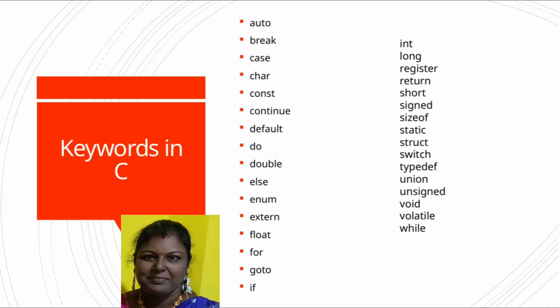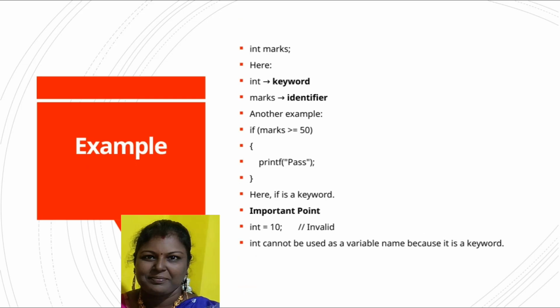Let's look at some basic code elements. Here, int is a keyword and marks is an identifier, the name we give a variable. In the example, if is another keyword, used to make decisions in the code. One important point, you can't use keywords like int as variable names. For instance, writing int equals 10 is invalid because int is reserved by the language. Keywords have special meaning, so we have to choose other names for our variables.